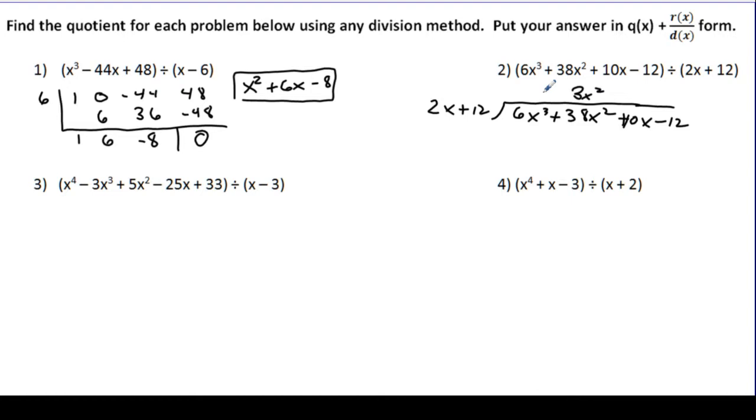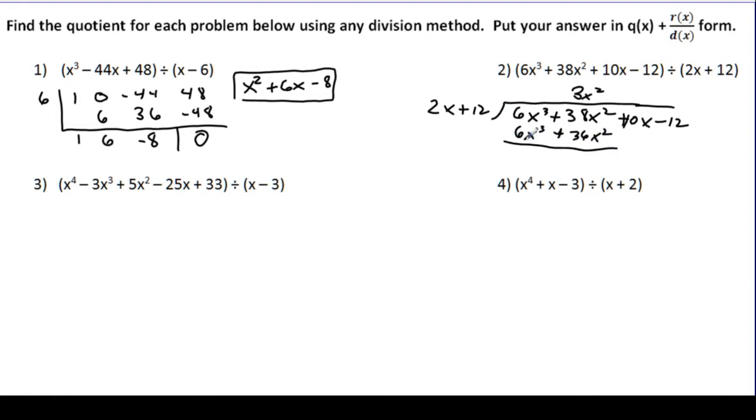Okay, and I'm going to multiply. When I multiply 3x squared times 2x, I get 6x cubed. Okay, that's what I was trying to make happen. That should happen every single time that first column matches. 3x squared times 12 would give me 3 times 12, 36x squared.